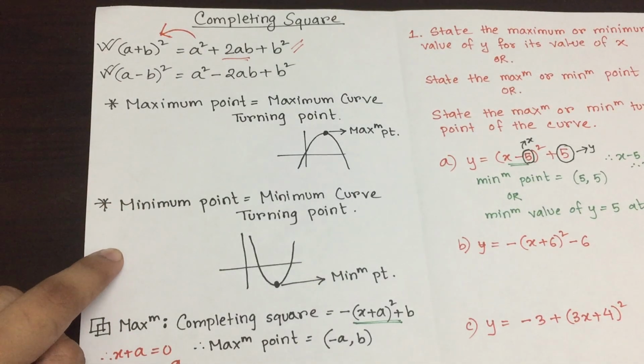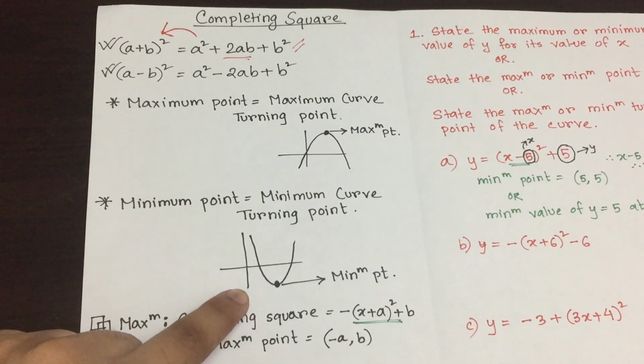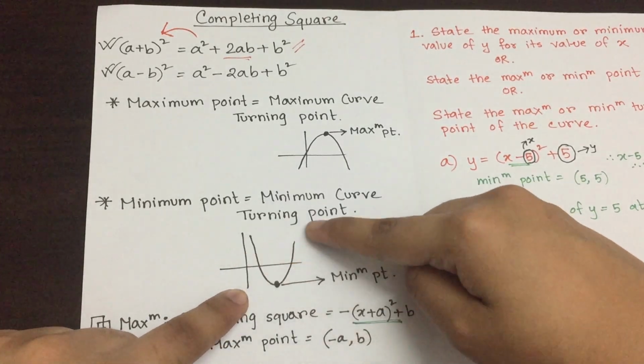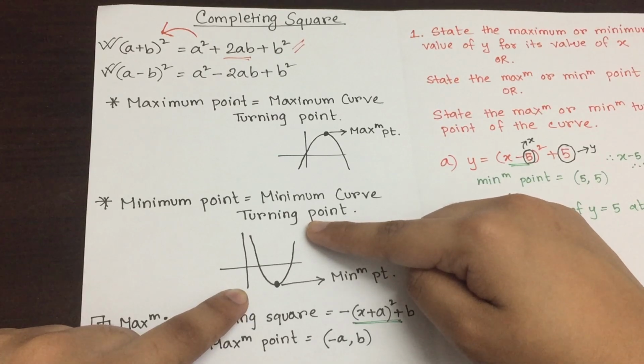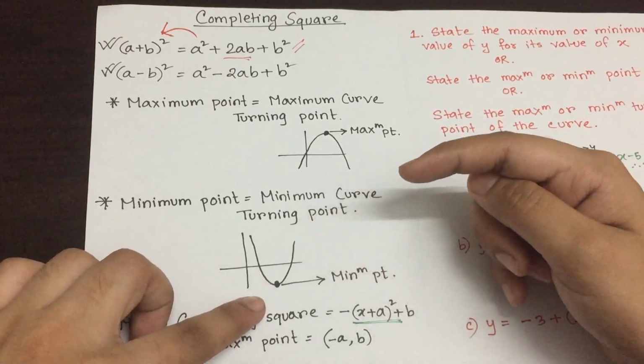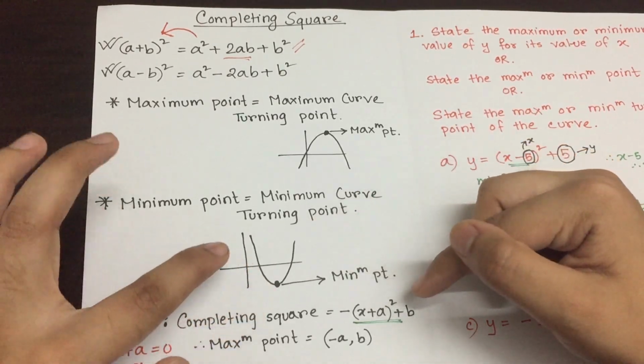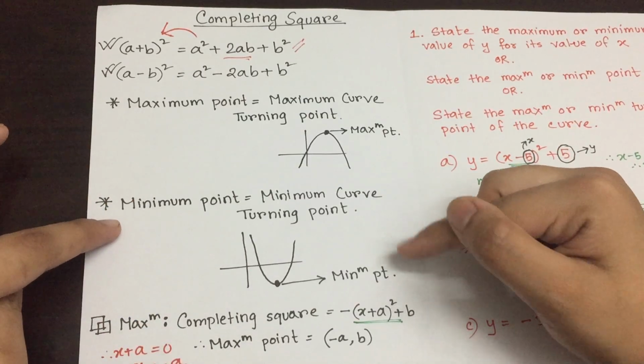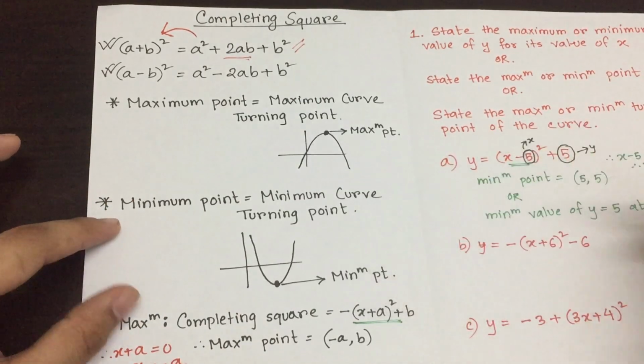Similarly, for the minimum point, this is the minimum curve, and as you can see here, the minimum curve always looks like this, and this is the minimum turning point. So we call it either the minimum point or the minimum turning point.